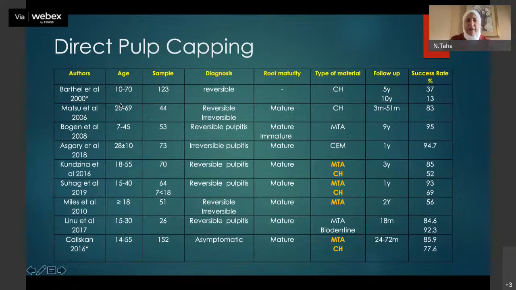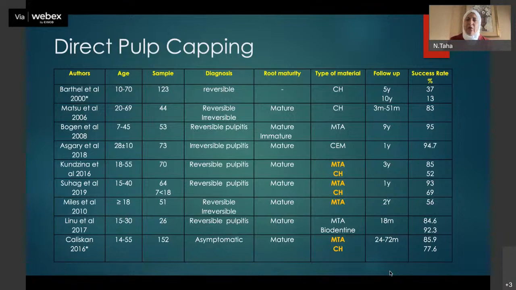This table, I will just pass it quickly because of time limitation, looks at studies on direct pulp capping, starting with the landmark study of Bårthel to Caliscan in 2016. I want to look specifically at randomized clinical trials comparing MTA, mineral trioxide aggregate, versus calcium hydroxide. These are highlighted in yellow. If you look at the success rate, 85% for MTA compared to 52% using calcium hydroxide. And again, 85% versus 77%. And these differences were statistically significant.